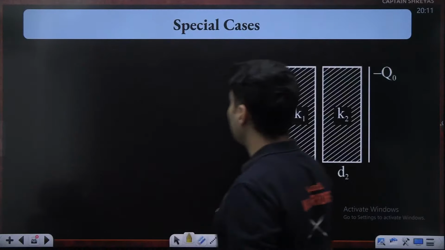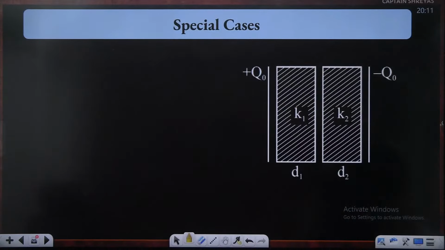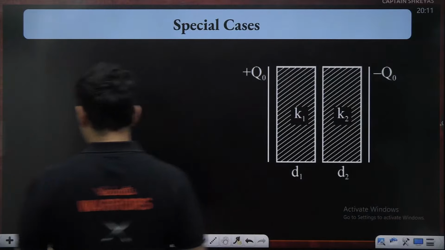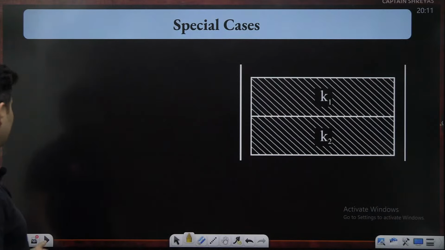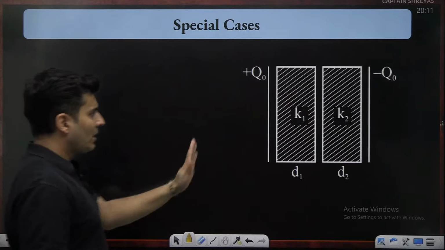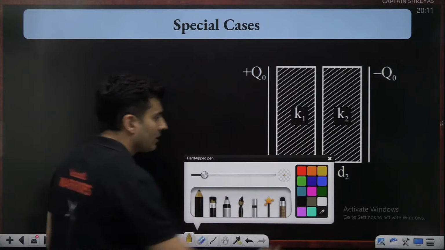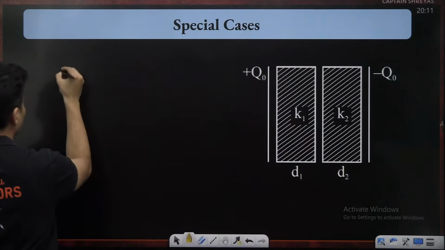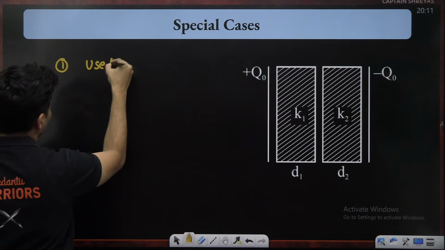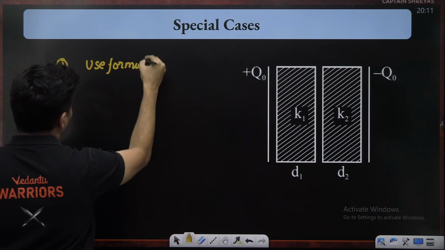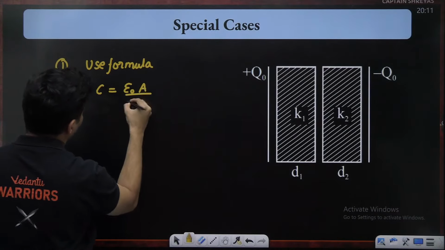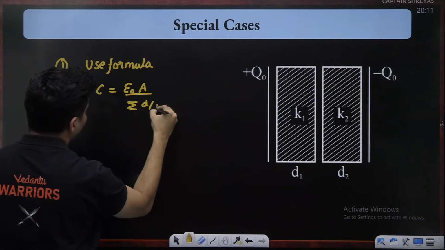Let me show you some special cases on that, where you will have capacitors one after the other, like this, or even like this. See, if it is like this, there are two options for you. First option is use the formula directly, the formula which I gave you. C is epsilon naught A divided by sigma D by K.